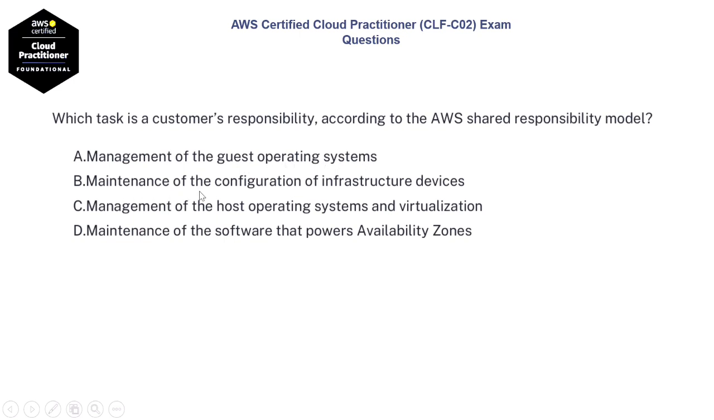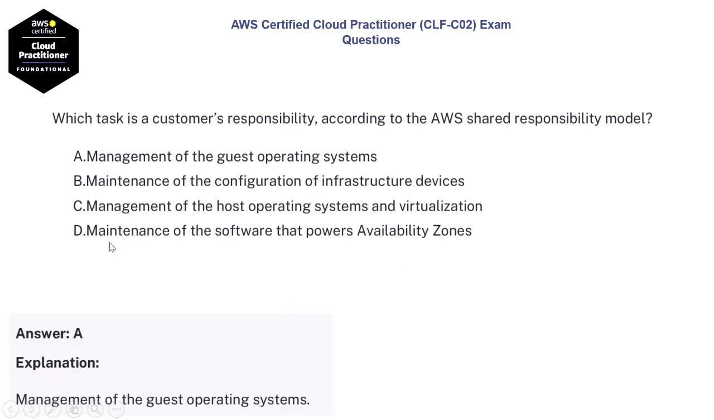Option B, maintenance of the configuration of infrastructure devices. Option C, management of the host operating systems and virtualization. Option D, maintenance of the software that powers availability zones. The correct answer is option A, management of the guest operating systems.